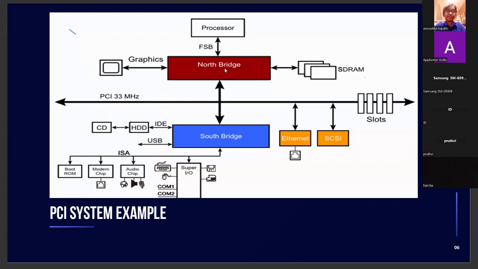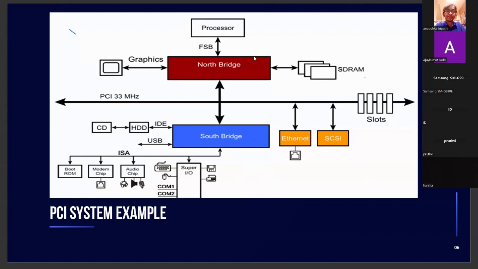So the PCI bus runs here at 33 megahertz, and acts as the main highway for data communication between the North Bridge, Ethernet, SCSI, and other components. And let us talk about the South Bridge. It manages the slower peripherals like ISA, IDE, USB, and other legacy components. It also handles system functions like reset, error reporting, and reference clocks.